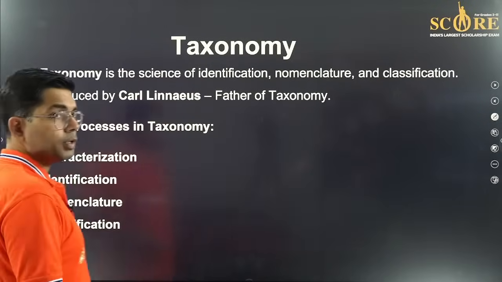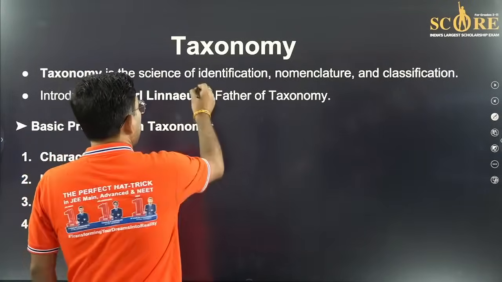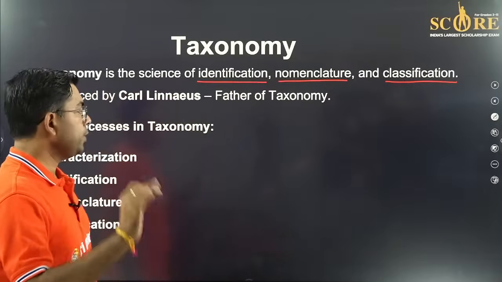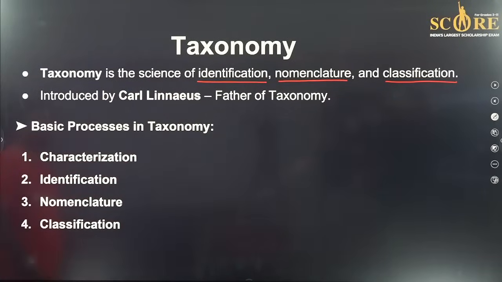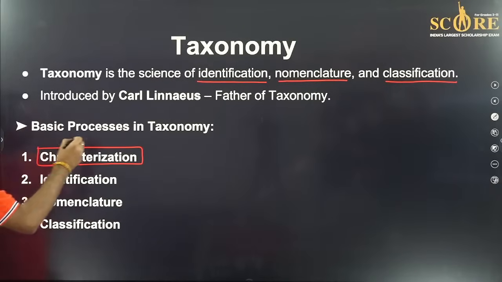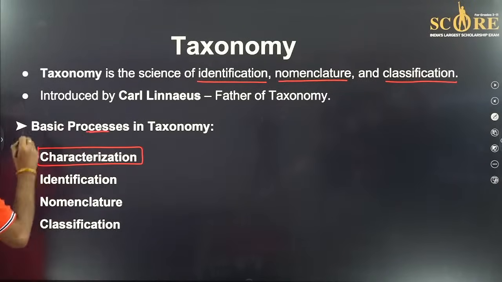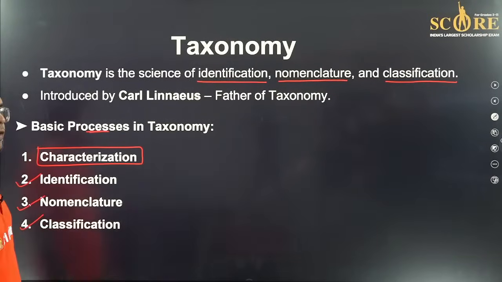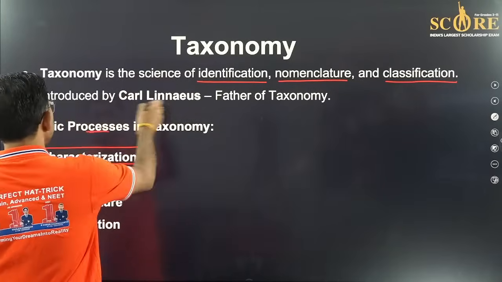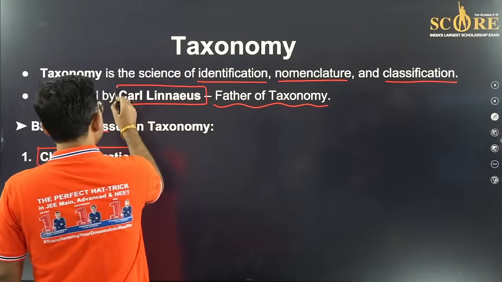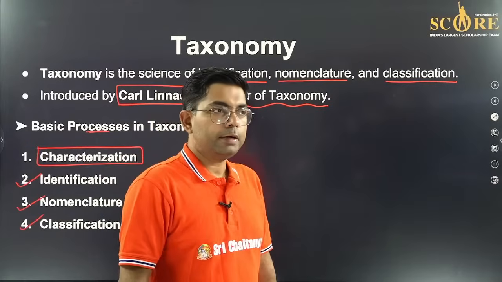What is taxonomy? Definition, direct question. Identification, nomenclature and classification. So taxonomy includes identification, nomenclature and classification. Along with that, another term to remember, characterization. Means the basic processes involved in taxonomy are characterization, identification, nomenclature and classification. Clear? Now, who is the father of taxonomy? Again, a very common question. So, Linnaeus is the father of taxonomy, right?